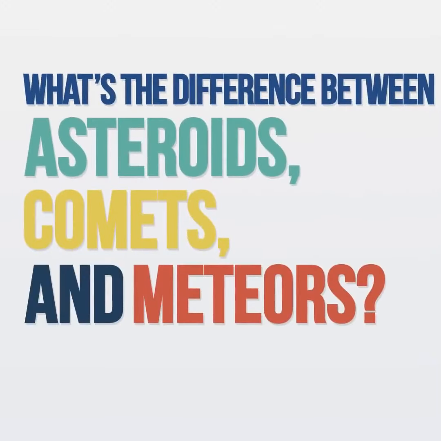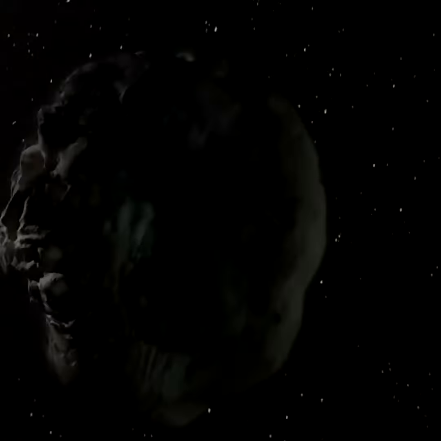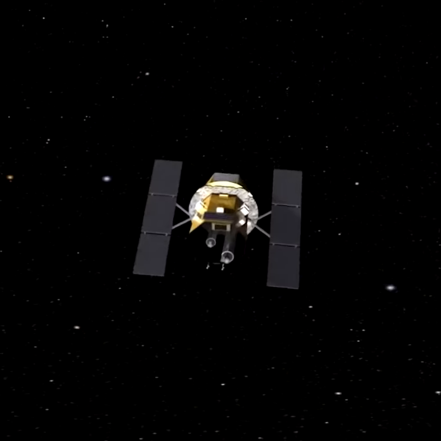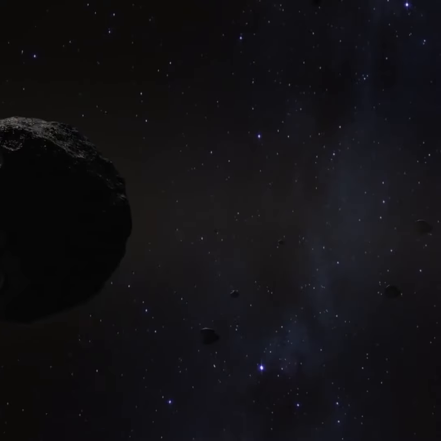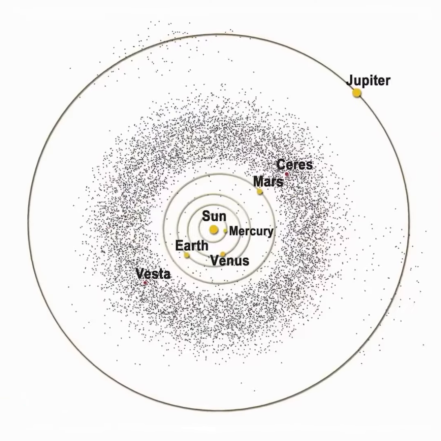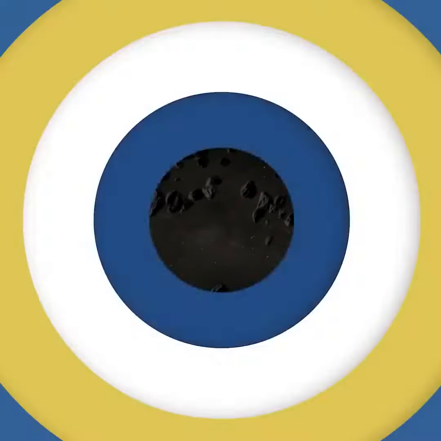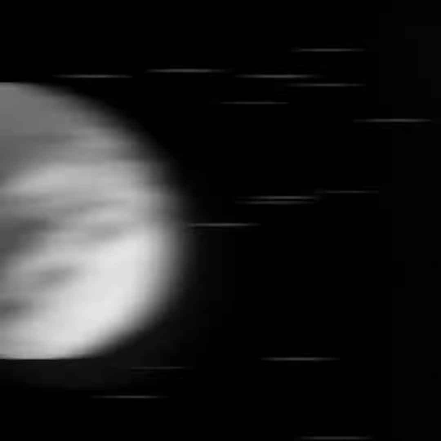What's the difference between asteroids, comets, and meteors? Planetary objects orbiting the sun. An asteroid is a small rocky object, and when seen in a telescope, it appears as a point of light. Most asteroids are found in a ring between the orbit of Mars and Jupiter called the asteroid belt. Some asteroids are round, some are elongated, and some even have a satellite.